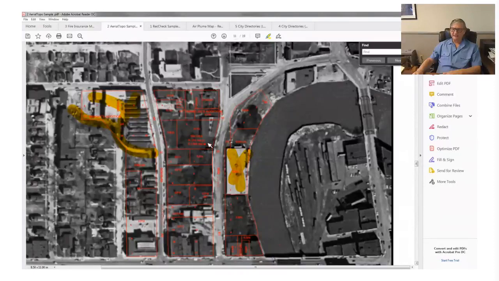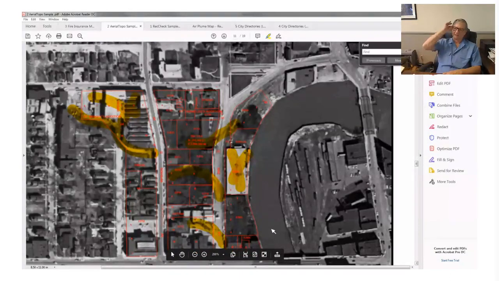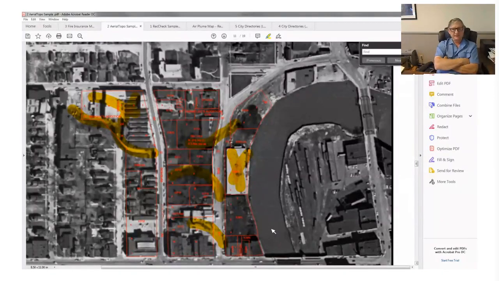We also have this shadow, and this shadow. Anyone have an idea of what those are? Anybody? Give me a guess.